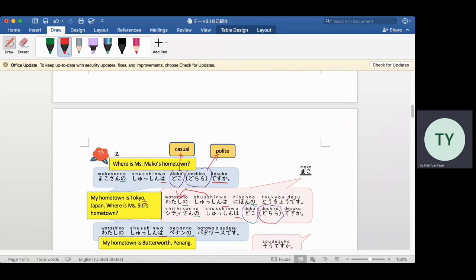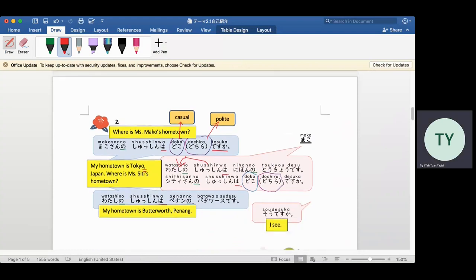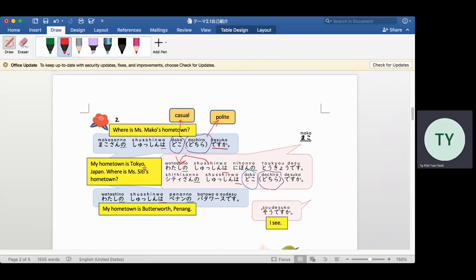Okay. Shiti-san no shushin wa, Miss Siti's hometown, doko or dochira desu ka? Watashi no shushin, my hometown wa Penang no Patawasu desu. My hometown is Patawas, Penang. In Japanese, Penang no Patawasu. So desu ka? I see.